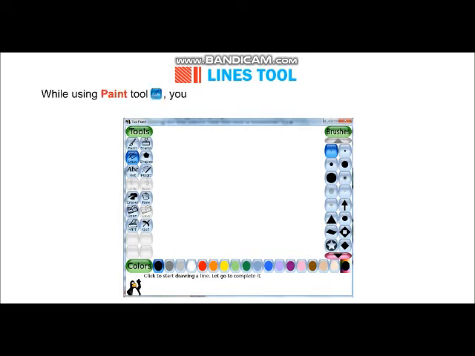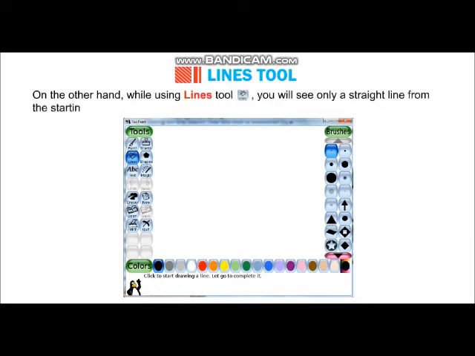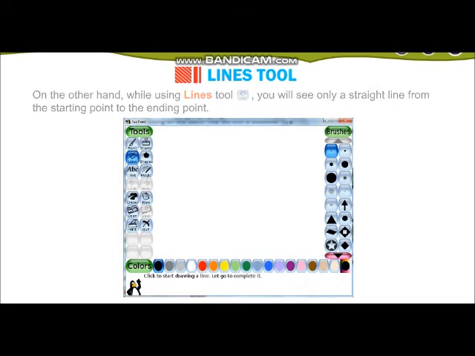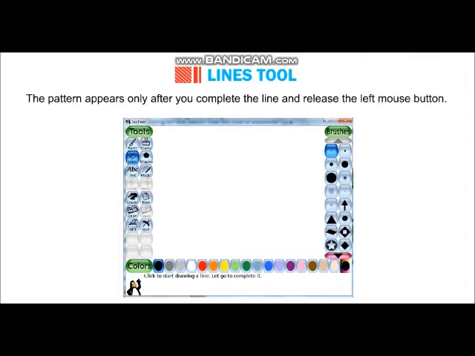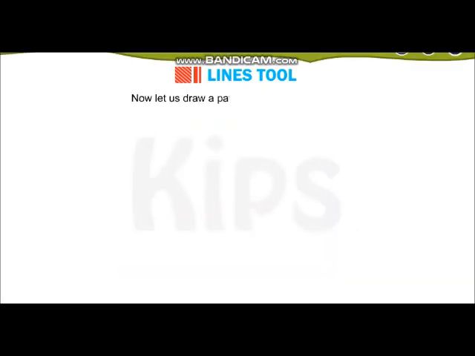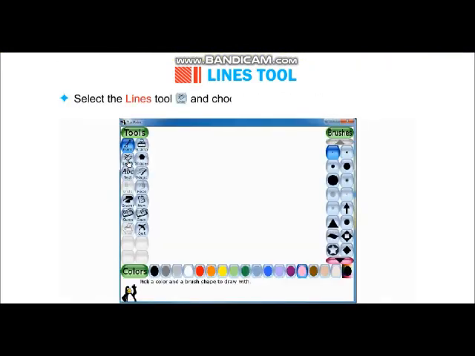While using Paint tool, you can see the image which you are drawing at that very moment. On the other hand, while using Lines tool, you will see only a straight line from the starting point to the ending point. The pattern appears only after you complete the line and release the left mouse button. Now let us draw a pattern using the Lines tool. Select the Lines tool and choose any pattern from the sub-toolbox.